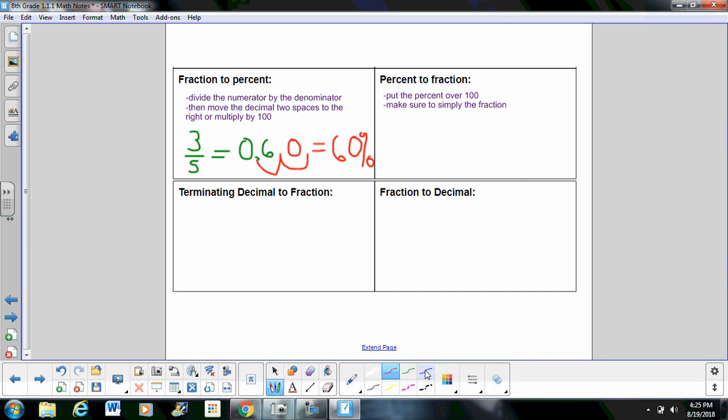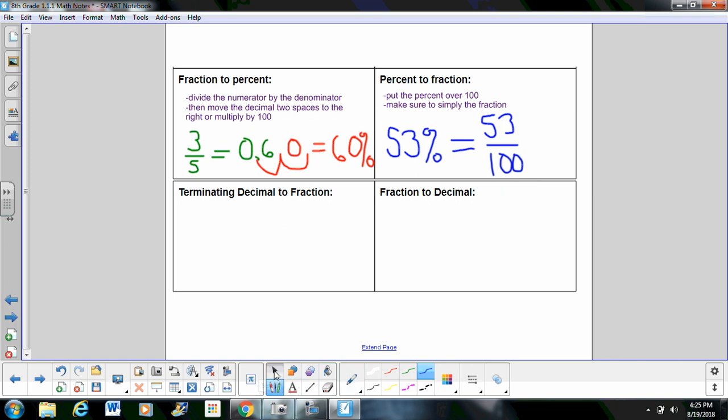So if we wanted to change the percent 53% into a fraction, we would make 53 over 100. 53 is actually a prime number, so we can't simplify it, so that would actually be the answer. But if we could simplify the fraction, then we would make it smaller.